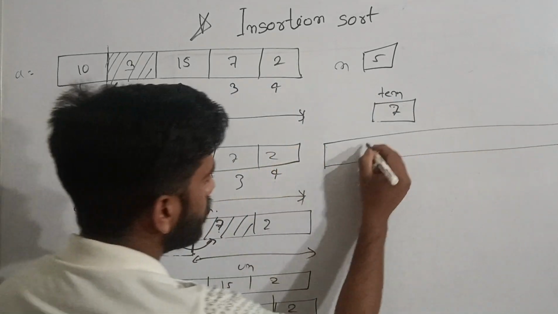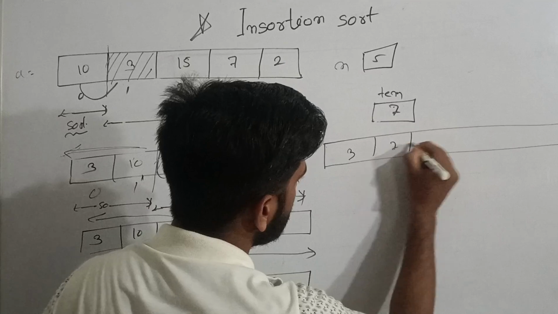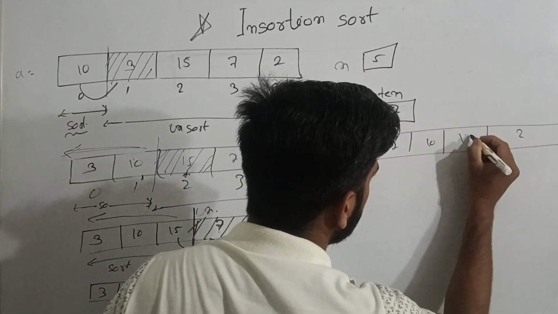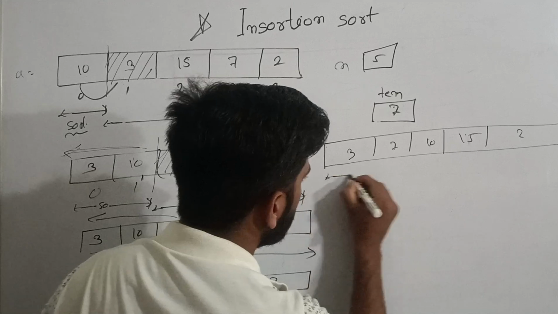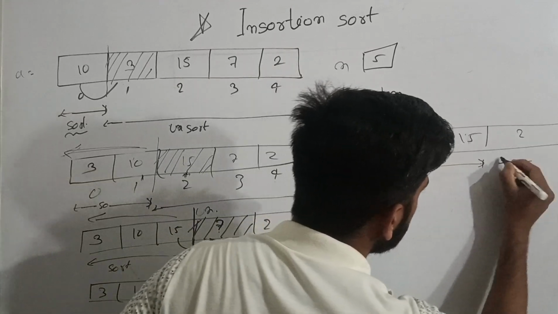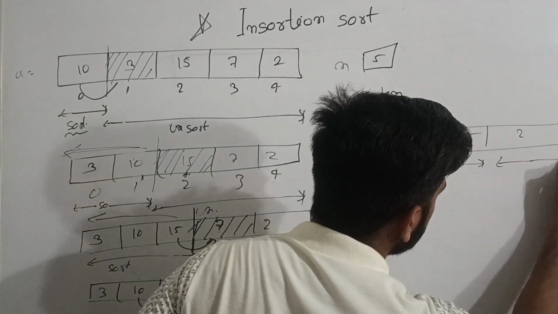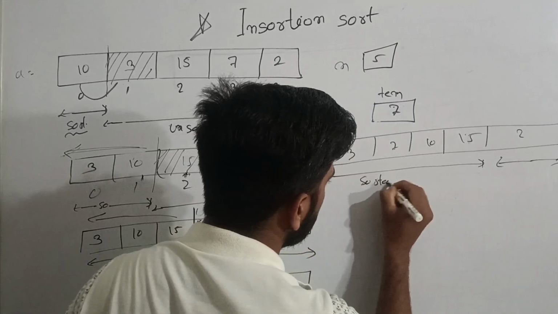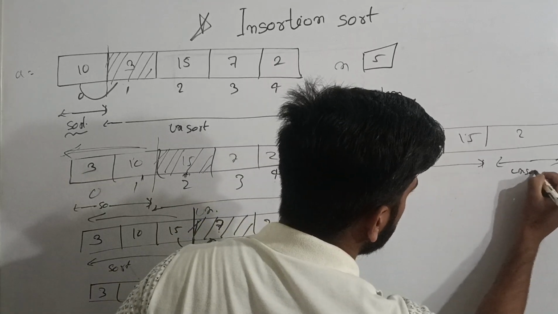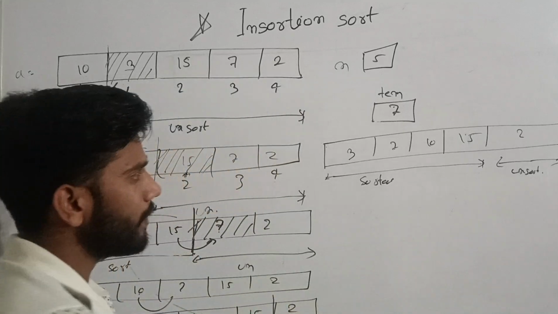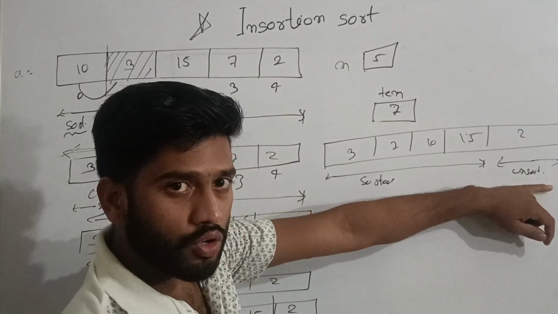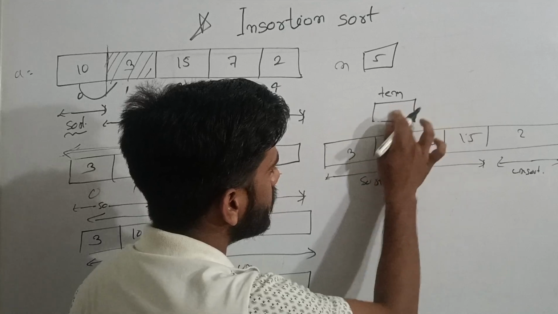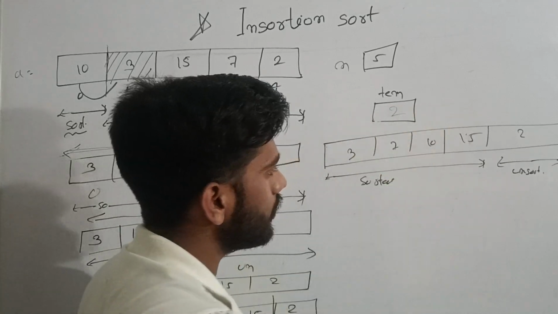Here we have 3, 7, 10, 15 and 2. Now this data is sorted and this is the unsorted. From the unsorted part, pick an element and copy it into the temp variable.